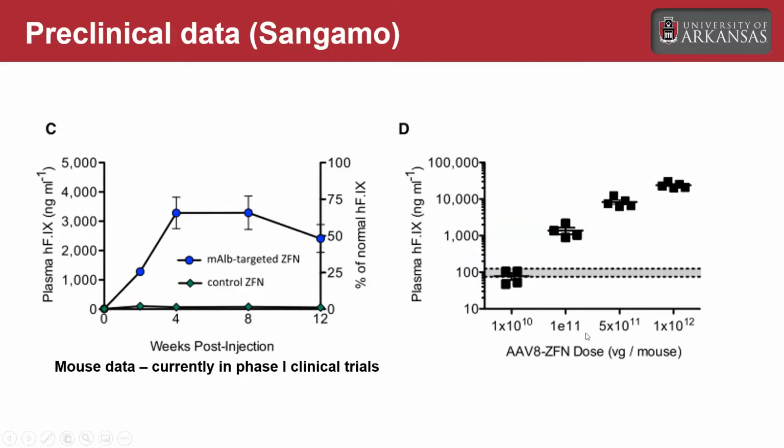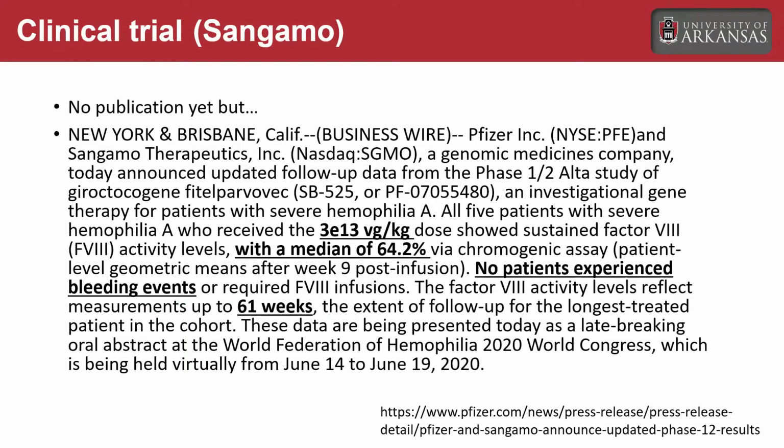They were able to get levels of factor 8 and factor 9 that were so high that they had to bring the dose down in order to reach the target. You see in here, the gray area is the therapeutic window that they're aiming for. In some of their first experiments, they were able to get super physiological levels of this factor expressed in mice. The clinical data is ongoing, but they've seen some good clinical data, not quite as good as the mice, which always seems to be the case. No patients experienced bleeding events, and the factor was still active 61 weeks later.